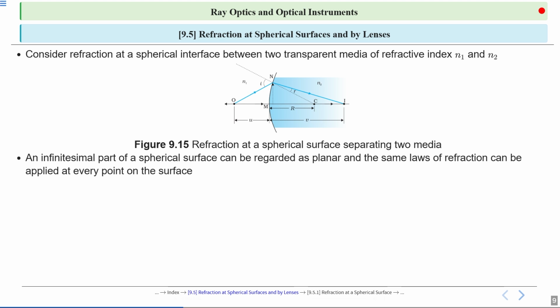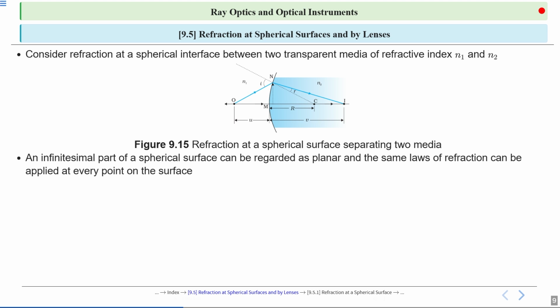Actually, when astronauts see the Earth from space, it looks spherical, but when we see it from the ground, it looks like a plane. So that is a small portion of that large spherical surface. Similarly, a very small part of a spherical surface can be regarded as planar, and the same laws of refraction can be applied at every point on the surface.